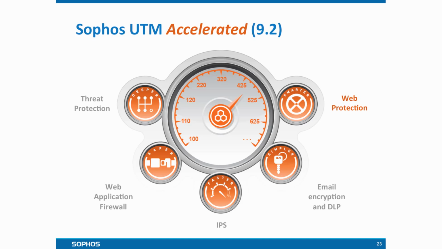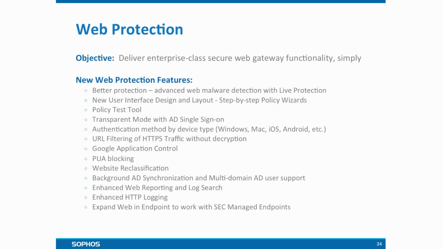The next major area we're going to look at is how we've made web protection a lot smarter and simpler. I think you're going to love it. Our objective here was challenging, but the development team has delivered in spades. They were tasked with delivering enterprise-class secure web gateway functionality and making it simple. As you can see, the list of new web protection features is extensive. And if you're familiar with our dedicated Sophos web appliance, you'll notice that we've brought a lot of the great features customers raved about on that platform to the UTM in 9.2. It really enables the UTM to operate as an enterprise-level secure web gateway.